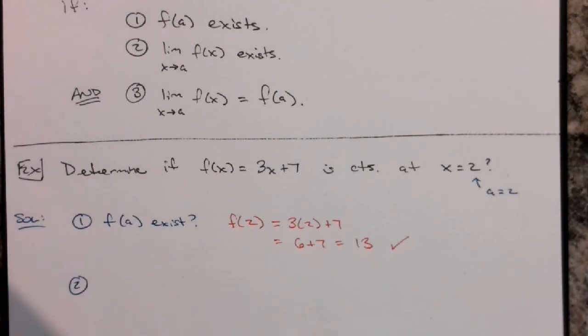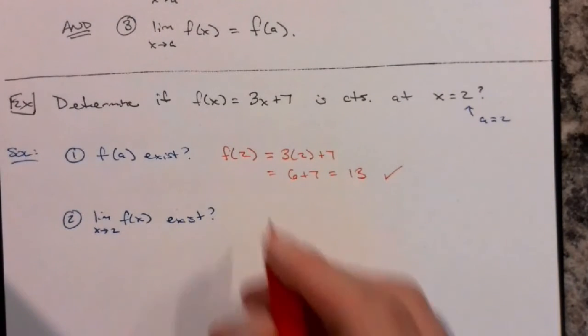The second thing you want to look at, right, is the limit. So the limit as x approaches a. So this will be the limit as x approaches, in this case a is 2, of f of x. Does this exist?